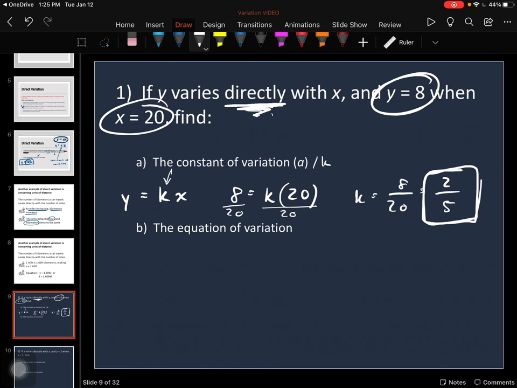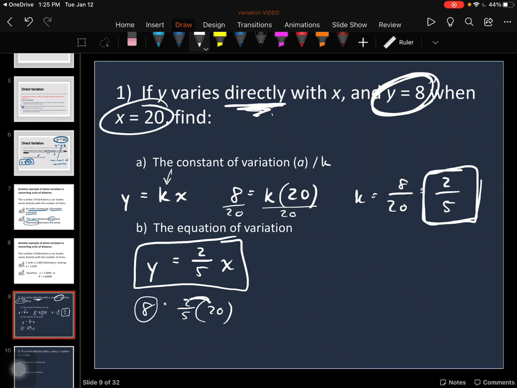So when I ask you for the equation of the variation, it's y equals, and then you take that k value and plug it back in. So y equals 2/5 x. And we could check our answer because we said if you plug in 8 for y and 20 for x, it should work out. And you'll see that here 2 times 20 is 40, divided by 5 gives me 8. So the equation for your variation is y equals 2/5 x.